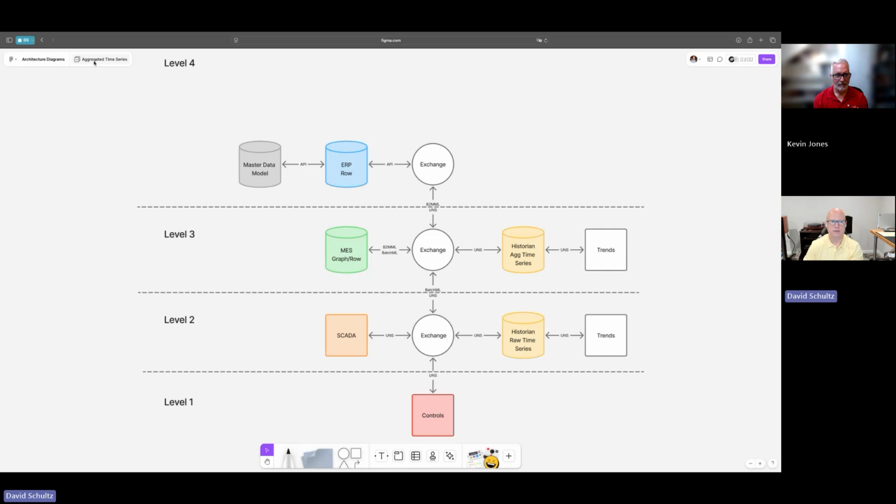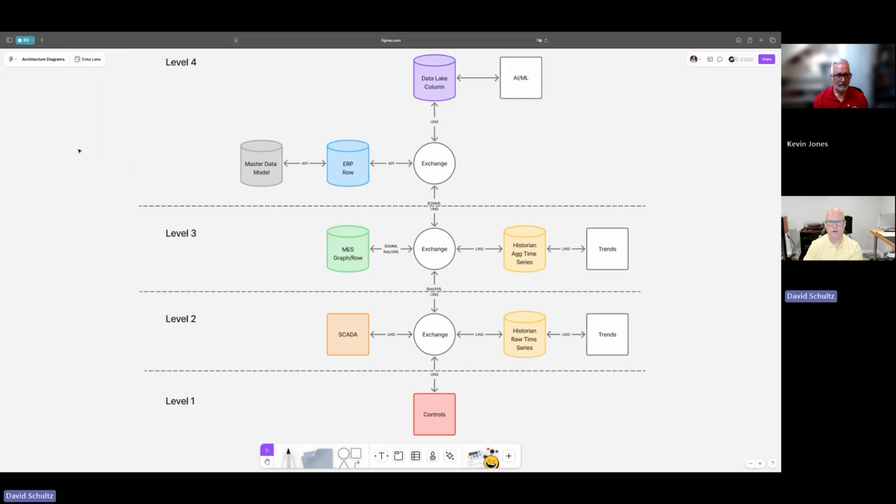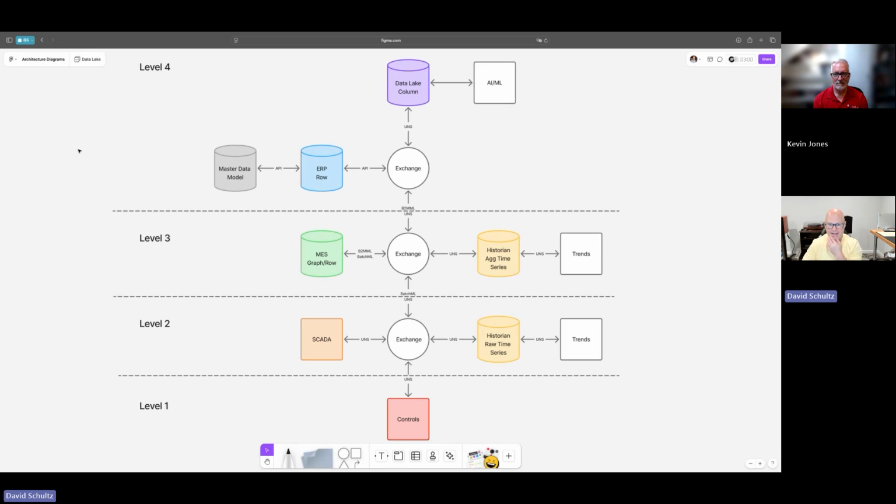Now we're going to get into what a lot of people are familiar with, and this is the data lake itself. It's very common that people will want to take information from level one, level two, and dump it right into a data lake. We run into this a lot, and that's fantastic. That's a great way to use the data. Similar to how a time series database is a specialized column-oriented database, your data lake is also a column-oriented type database.